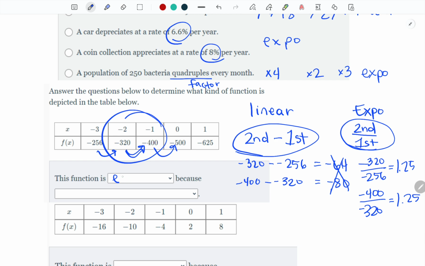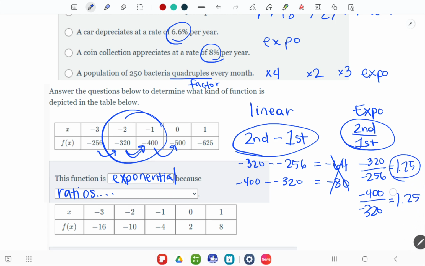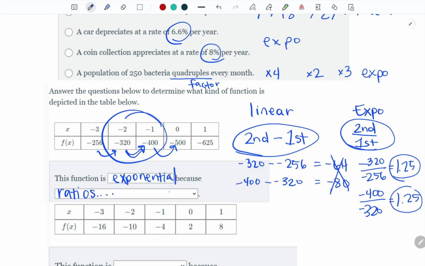Here's what I put in the drop-down menus. This function is exponential because, I can't remember what it says, but it says ratios. Something about the ratios all being the same, because your ratios are these 1.25s, and they're all the same.